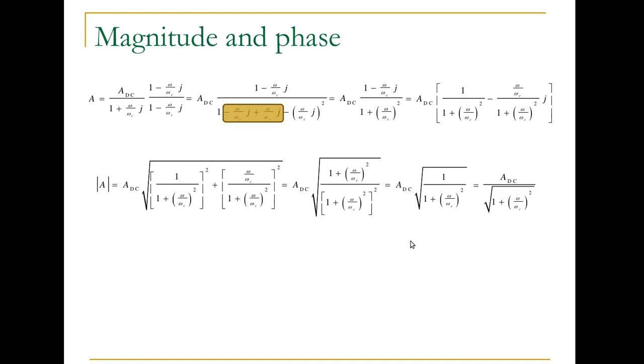And that turns out to be this for the gain magnitude. So it's the DC gain divided by the square root of 1 plus omega over omega C squared. And then the phase shift is the inverse tangent of the imaginary part divided by the real part. So we end up with phase as the inverse tangent of omega over omega C. So you can see that the gain and the phase depend on the components R and C, which determine omega C, and the signal frequency omega.